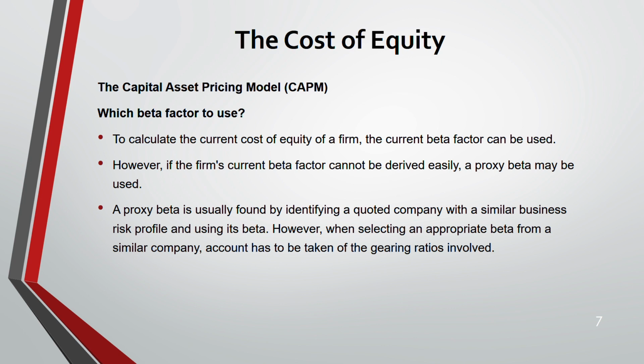Proxy beta means a beta for a similar company, a similar quoted company. Why quoted company? Why not unquoted? See, beta factors are publicly available for what companies? Quoted companies only. Unquoted companies will not have a published beta. It is only for a quoted company where you can get the proxy beta easily.